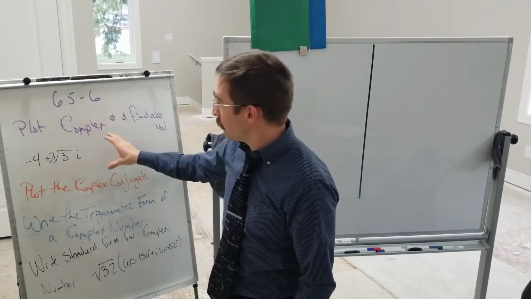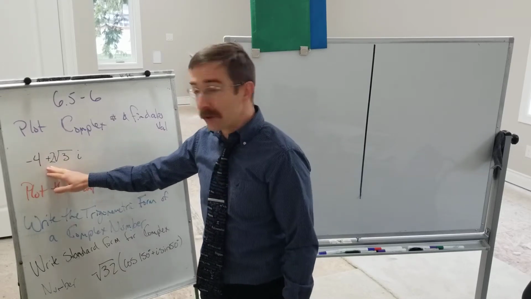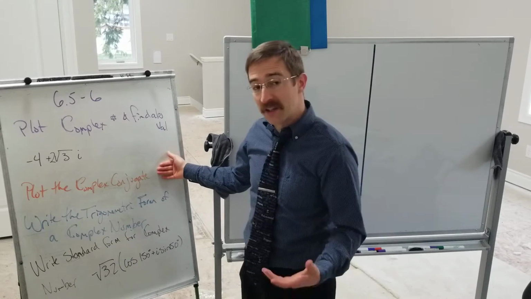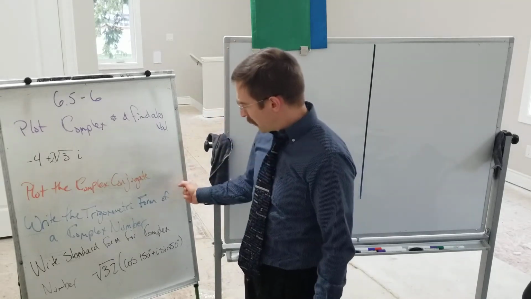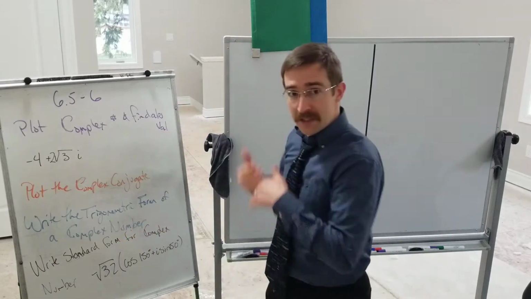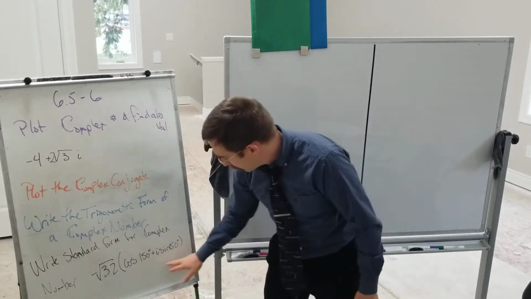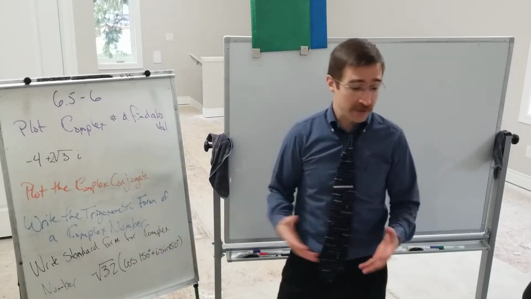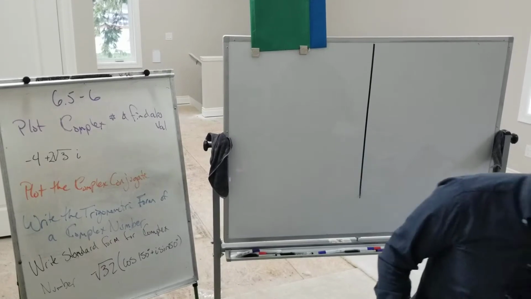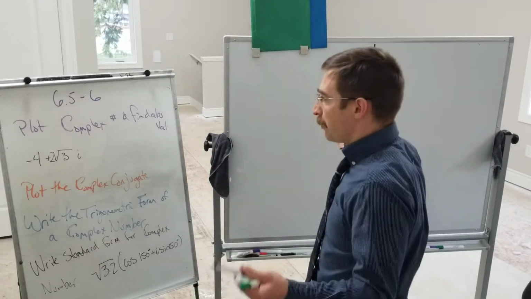This problem is first one, we're going to plot the complex number, find the absolute value for -4 plus 2 root 3i. We're going to plot the complex conjugate. We're going to write the trigonometric form of this complex number. And then, for a different complex number, we're going to write the standard form for a complex number that is in trigonometric form. And we'll talk a little bit about that as we go through it. So, let's get started. Plotting the graph, or sorry, plotting the number.